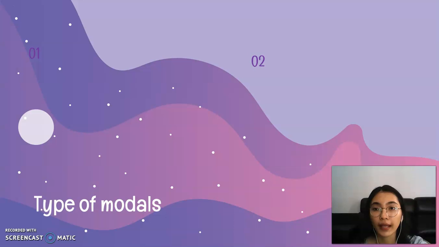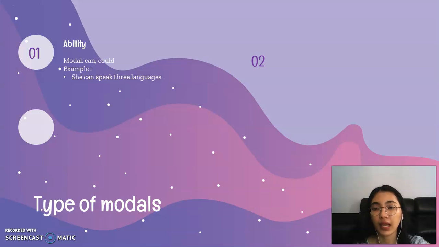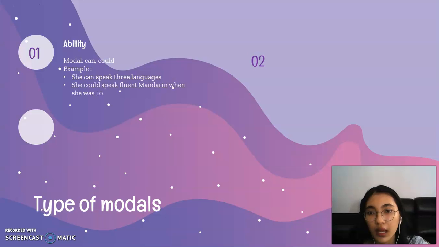So the next one is the types of modals. The first one is ability. The modals are can and could. For example, she can speak 3 languages. She could speak fluent Mandarin when she was 10.